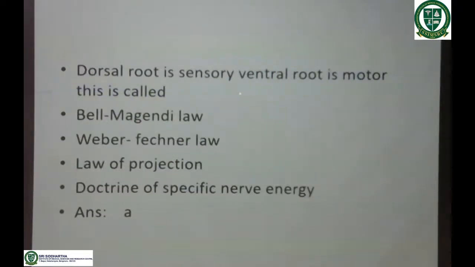Dorsal root is sensory, ventral root is motor. This is called what? Bell-Magendie law, Weber-Fechner law, law of projection, doctrine of specific nerve energy. The answer is A, Bell-Magendie law. So dorsal root is sensory, ventral root is motor.